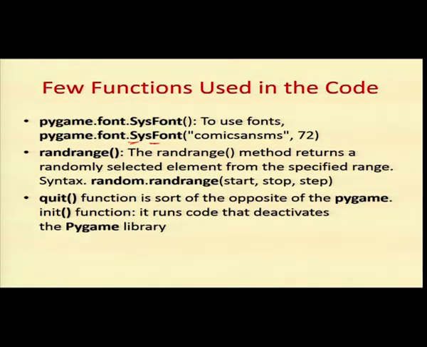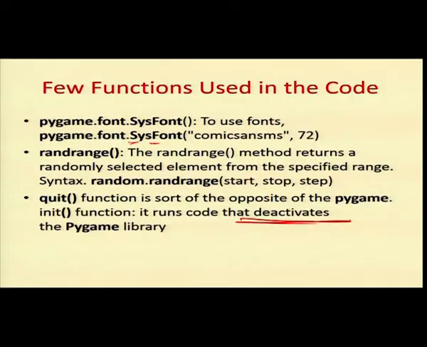Next is the quit function. What is a quit function? It is used to quit the program, quit from the pygame. Quit function is like an opposite of the pygame initialization function. Initialization function imports all the modules, all the functionalities available in a pygame, whereas this quit function quits and deactivates the pygame library. The work of the quit function is to deactivate the pygame library so that no functionalities pertaining to this pygame will be made available, will be workable.